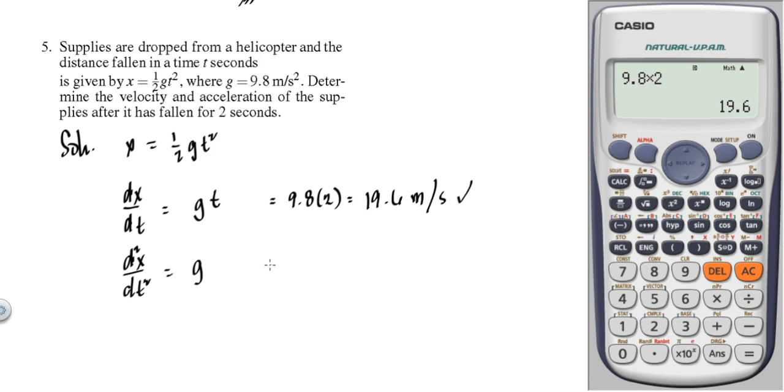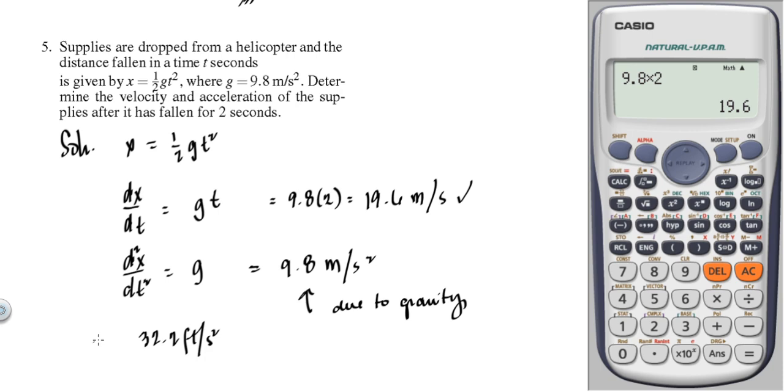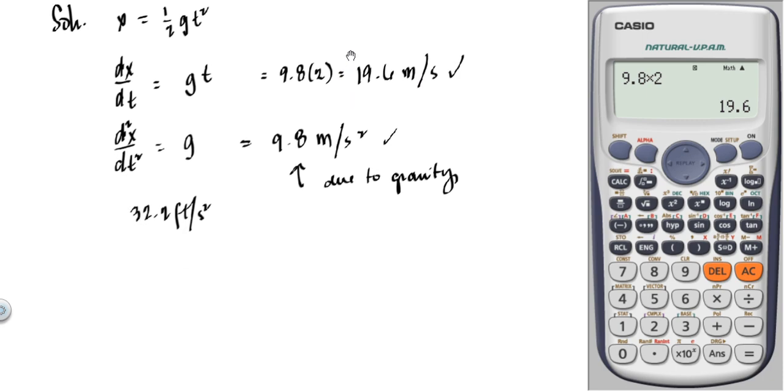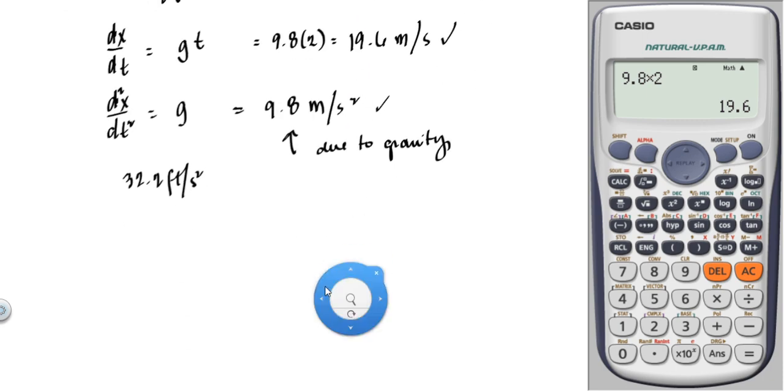How about the acceleration after 2 seconds? It is still 9.8 meters per second squared. This is the acceleration due to gravity. It is constant. In English units, you can use 32.2 feet per second squared. That works for English or imperial units, while this one is for SI. Is there more? No more.